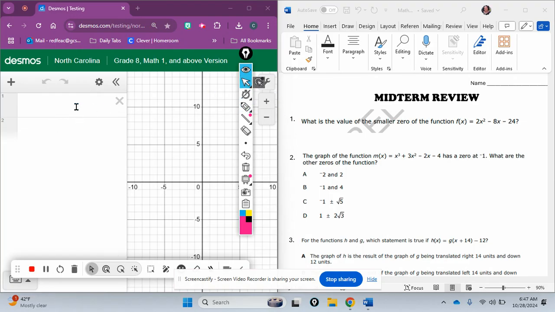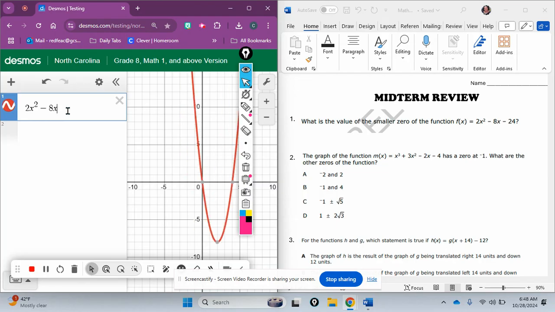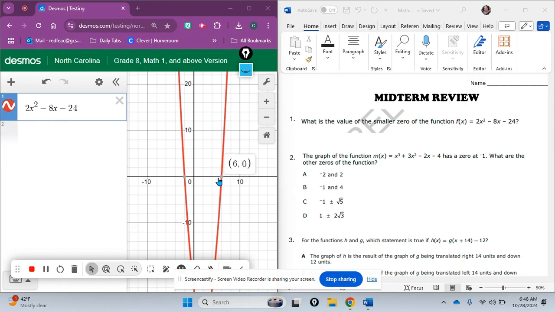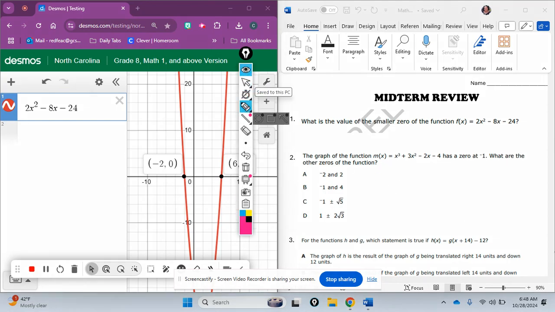x-intercepts, roots, and solutions. They're all the same thing. So the first thing we need to do is graph this function into Desmos. All right, once you graph this function into Desmos, you're going to see where the solutions are. Okay, now first things first, we need to remember what the degree is. Okay, so the degree equals the highest exponent.